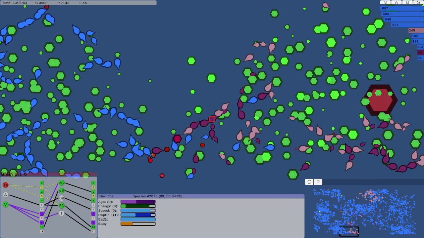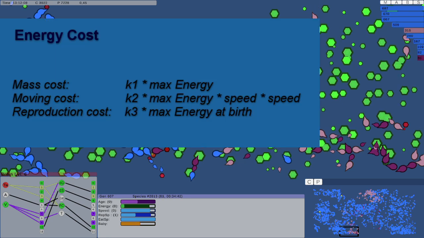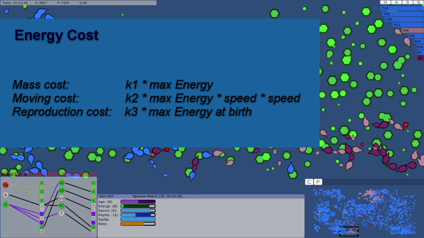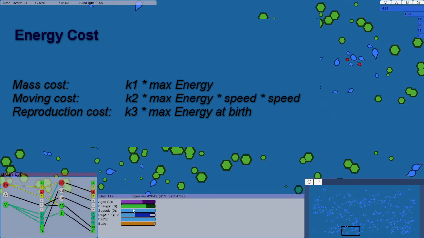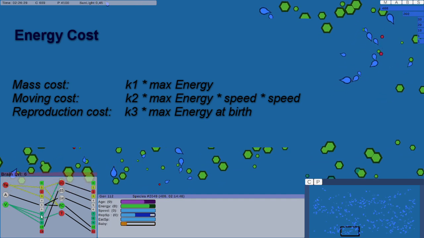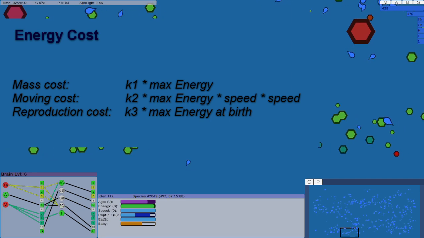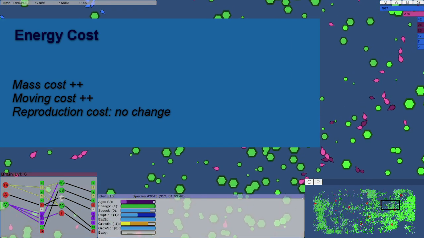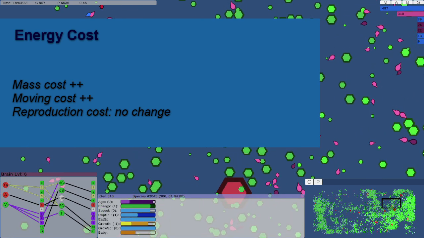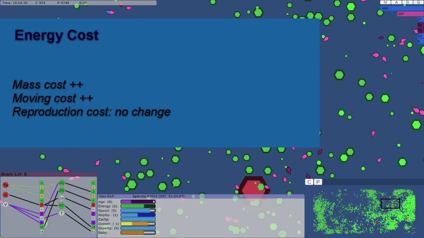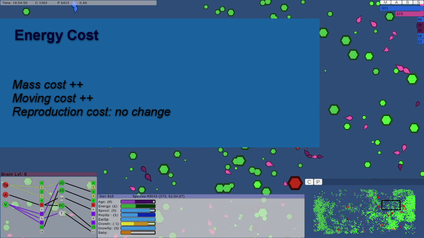A very important stat in the life of a crit is its max energy. It defines how big it is, how much it can eat, how much energy it can store. It also impacts how much it costs to simply exist, to move, and to reproduce. As a crit grows, its max energy increases. It has an impact on all of this except the reproduction cost. This is the main advantage of growth. You get all the bonus of a higher max energy without having to pay for a higher baby cost.